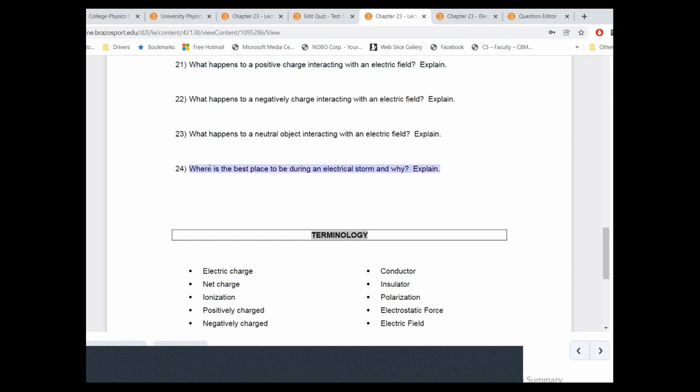So the best place to be during an electrical storm is inside a metallic conductor or enclosure. Okay, so the best place to be is inside a metallic enclosure, like a car, an airplane, anything made of metal, anything made of a conductor. The reason is because during an electrical storm, if there's lightning or any sort of spark, the spark is going to transfer charges, a net charge, to the metal. So the metal is going to acquire a net charge as a result.